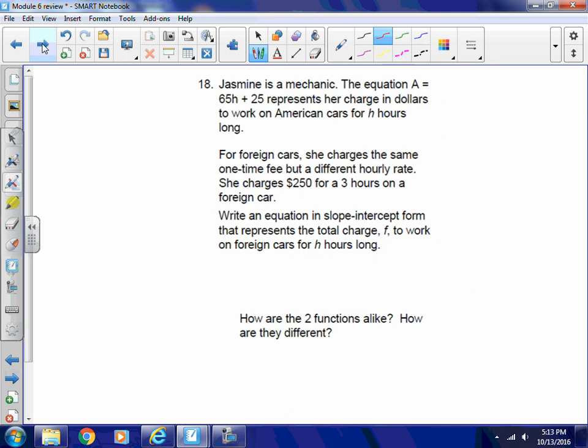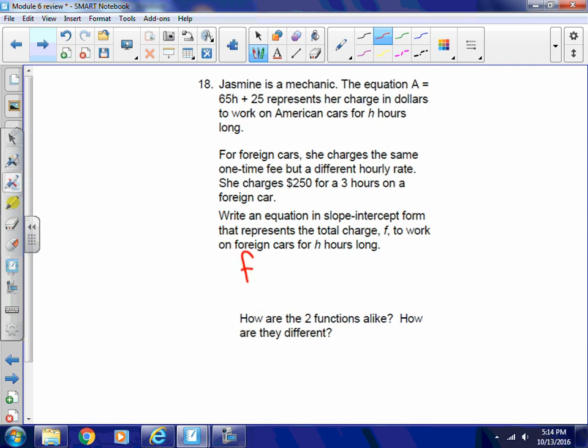Number 18, Jasmine is a mechanic. The equation A equals 65H plus 25 represents her charge in dollars to work on American cars for H hours. For foreign cars, she charges the same one-time fee, but a different hourly rate. She charges $250 in total for 3 hours on a foreign car. They want us to write the equation in slope-intercept form of the total charge F to work on foreign cars for H hours.